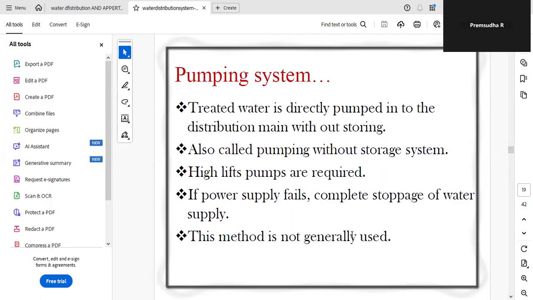The treated water is directly pumped into the distribution main without storage. This method is also called pumping without storage system. High lift pumps are required. If power supply fails, there is complete stoppage of water supply. This method is not generally used.